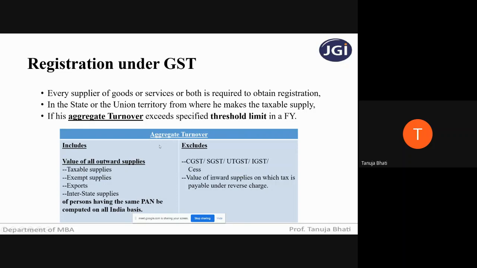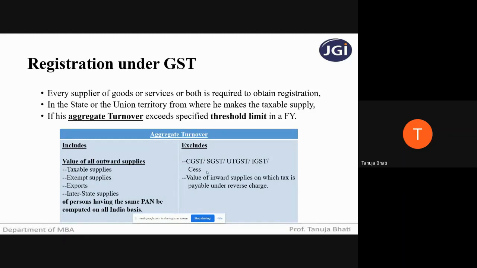So when you're calculating aggregate turnover just to see whether he is liable for registration or not, you have to not include certain amounts. So what does it exclude? It excludes CGST, SGST, UTGST, IGST and cess. See students, when you're making a sale, you charge CGST, SGST, IGST, whatever, depending upon the place of supply, right? You charge the tax. But when you are calculating aggregate turnover, just take the sales value excluding the tax value.